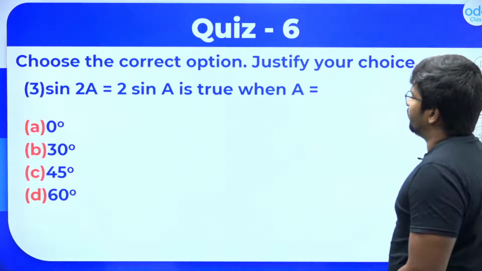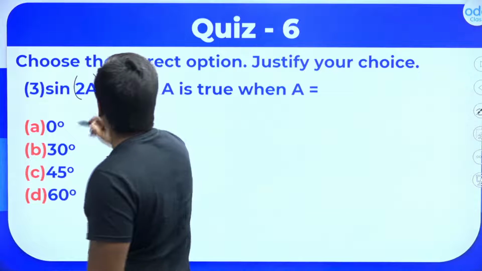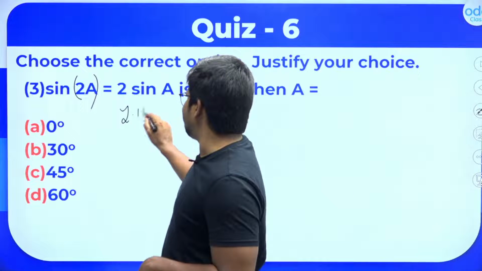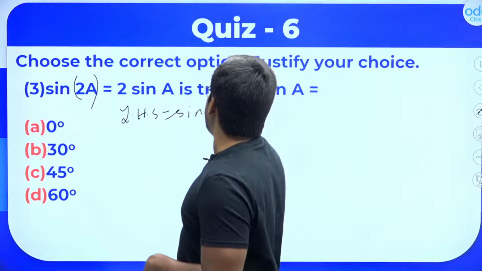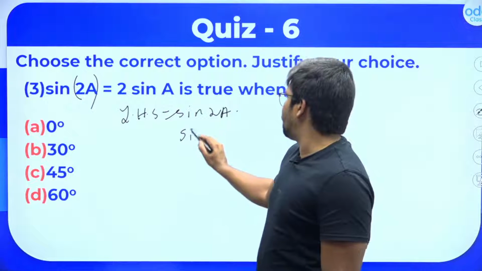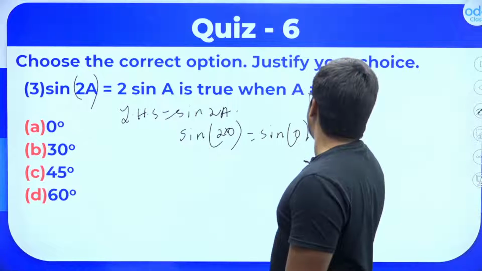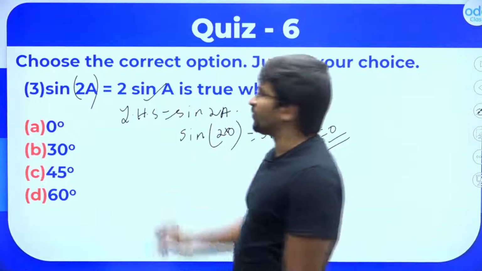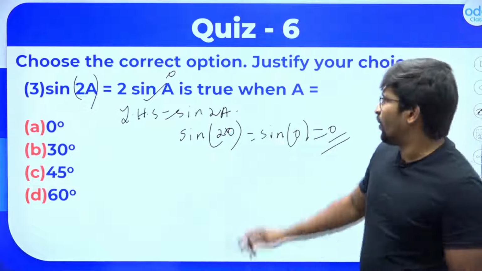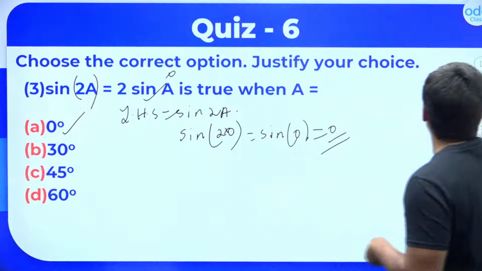Alright. Wonderful. Next question. Sin 2 times of A is equal to 2 times of sin A is true when A is equal to which among the following? Let's substitute. Okay. So LHS is sin 2A, right? So let's substitute A as 0 degree here. So what is sine of 2 times of A? That is 2 times of 0, which is sine 0. What is sine 0? Sine 0 is 0. So LHS is 0. What is RHS? 2 times of sine 0, which is again 0. So LHS is equal to RHS. Hence, option A itself is the correct answer. Just substitute the option and get the answer. Okay. Fine.